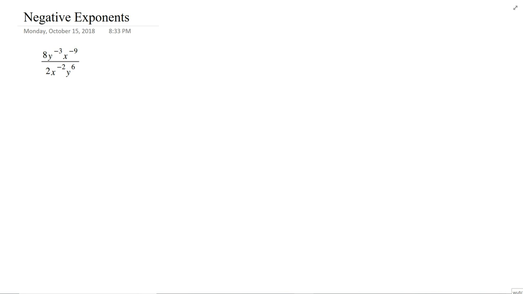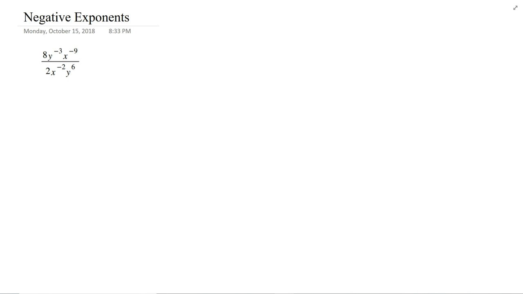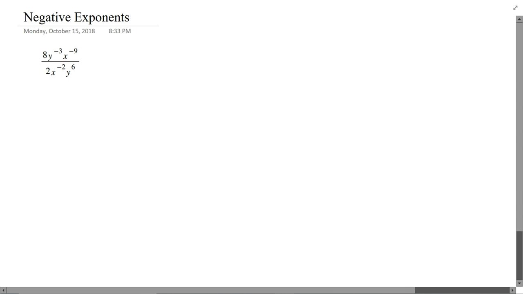Today I am going to tackle negative exponents. In the lesson of negative exponents, we talk about negative exponents as well as zero exponents. A couple of ideas or laws of properties of exponents. The first one is that if you have some x to a negative exponent, that can be written as 1 over x to the positive exponent.